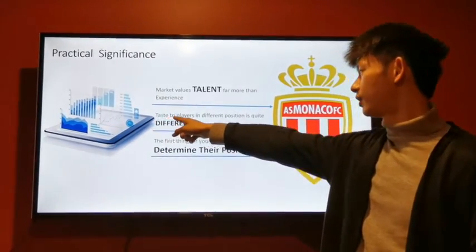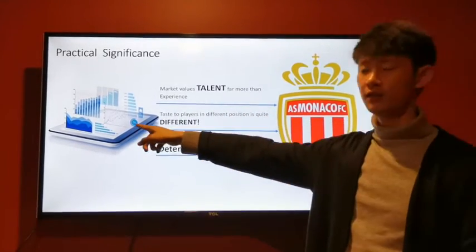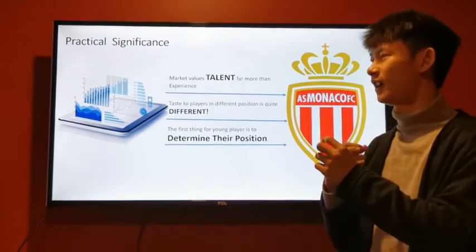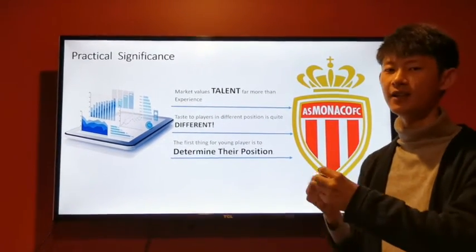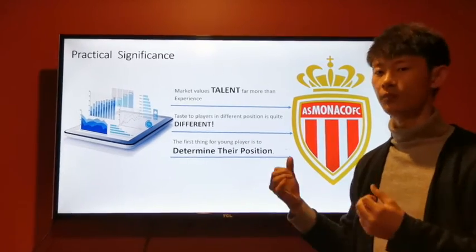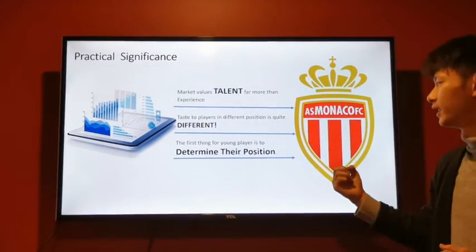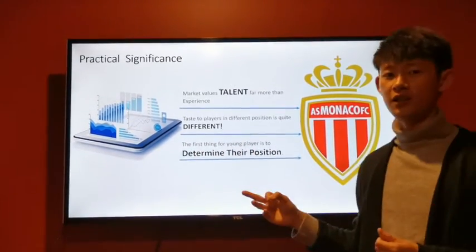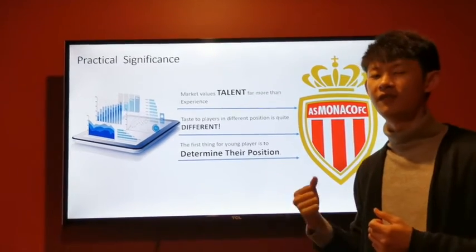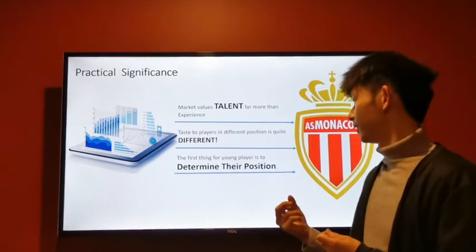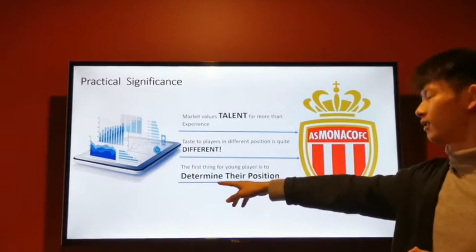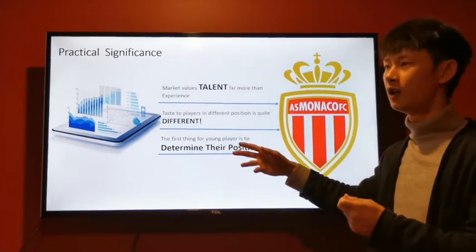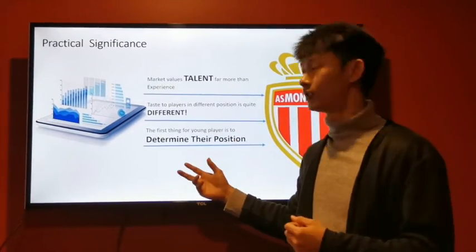The second one is that the taste for players in different positions is quite different. This is very obvious because we have 4 different models. We have different coefficients, and different factors affect players of different positions. The third one is that young players need to determine their position and have a customized development plan, which means they need to know their potential in which position and how they can achieve their talent to have a higher market value.